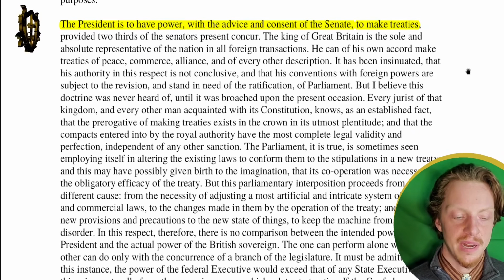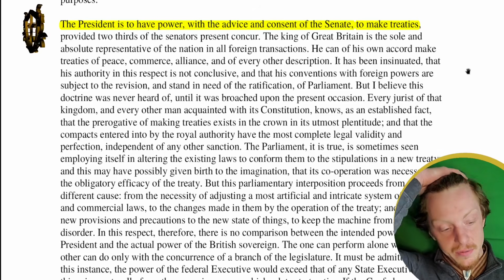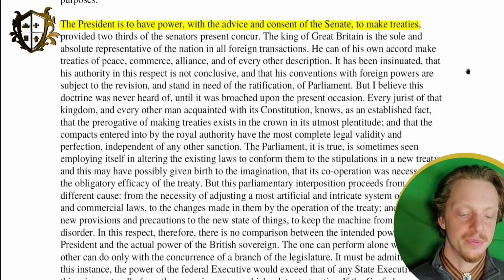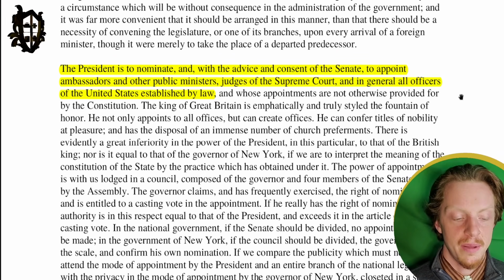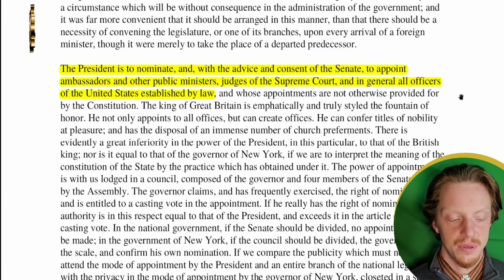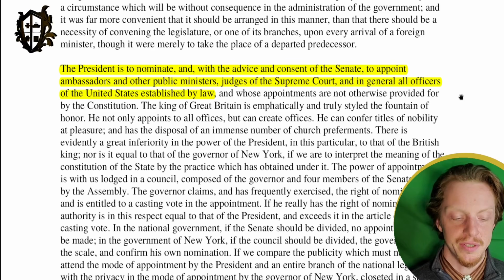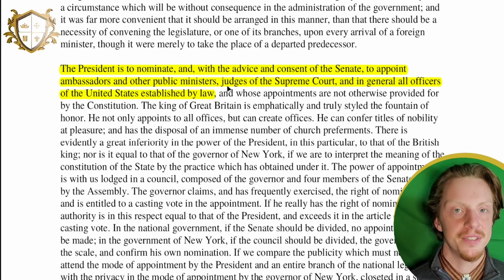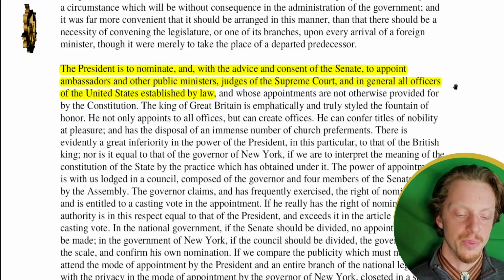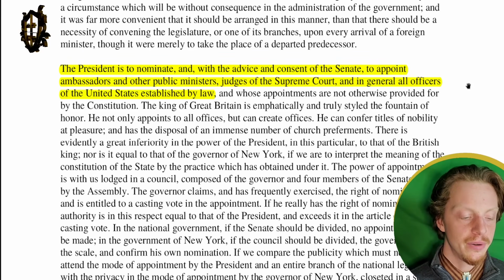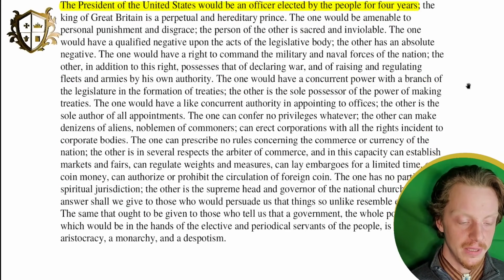The president is to have power with the advice and consent of the Senate to make treaties, provided 2/3 of the senators present concur. Further, the president is to nominate, and with the advice and consent of the Senate, to appoint ambassadors and other public ministers, judges of the Supreme Court. Again, uses judges, not justices. They are not justices. They are just judges of the Supreme Court. And in general, all officers of the United States established by law.